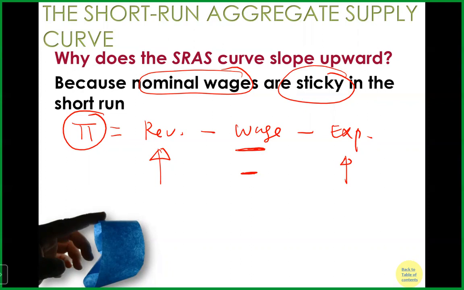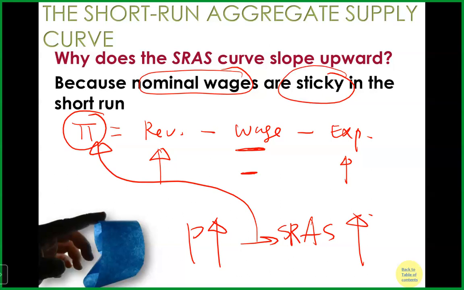So that expands output. So in the short run, a higher price means what in terms of aggregate supply? It goes up, right? Why? It's through this channel: higher inflation brings you more profit. Why does higher inflation bring you more profit? Because you pay the same wage as before inflation happened. But remember, this is in the short run. Now imagine these things keep moving.